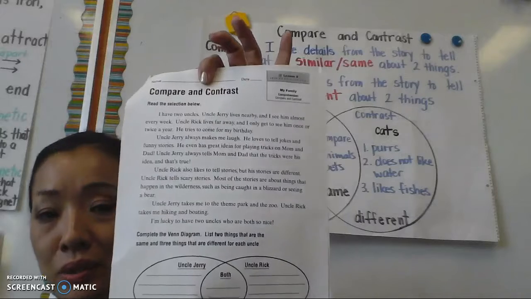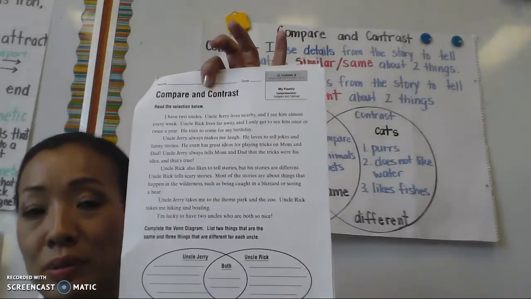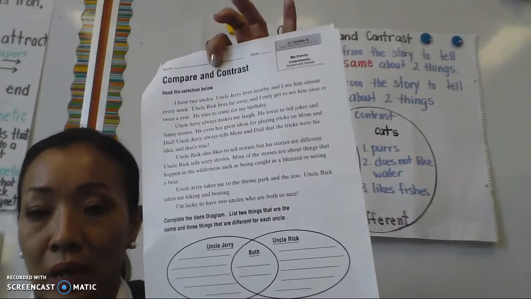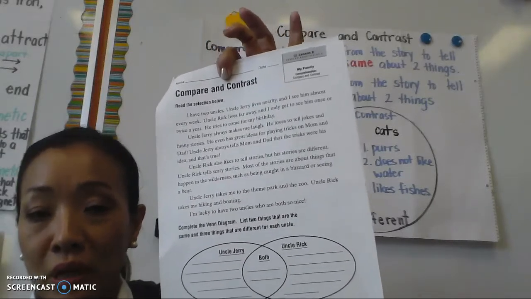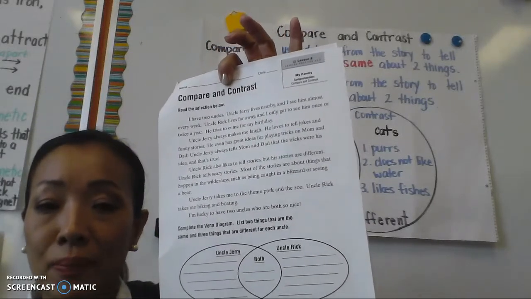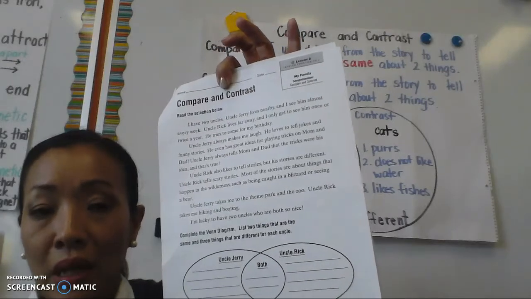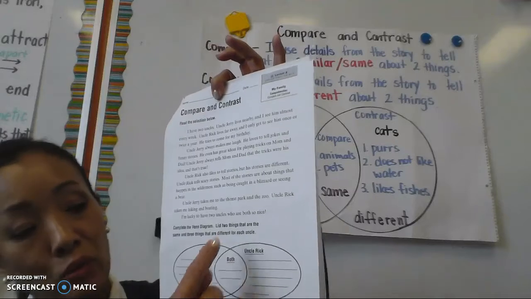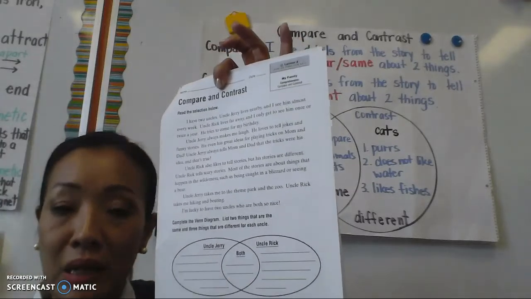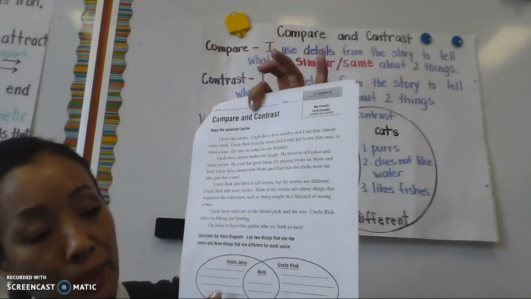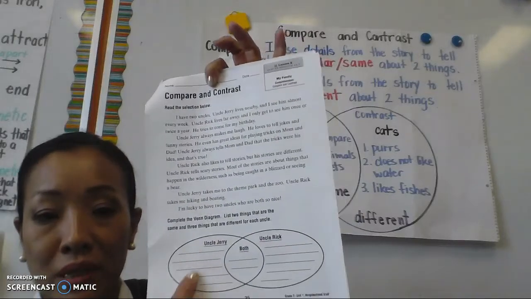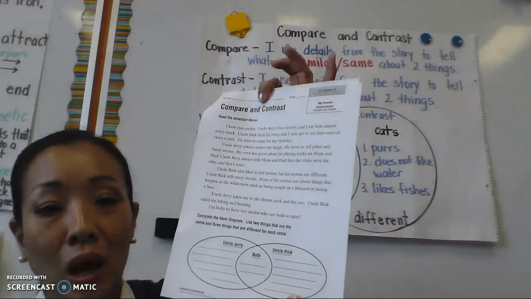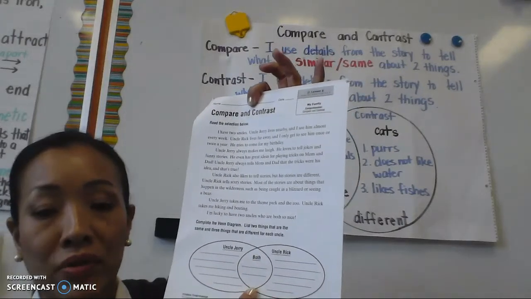The best way to do this is go ahead and read it a couple of times, and underline everything that you read about Uncle Rick. And then take a highlighter or a different color and underline any details about Uncle Jerry. If you find details that are the same, you might want to use another color because that will go in the middle. So after you read it and you identify the details, you put everything about Uncle Jerry on this side, and then everything about Uncle Rick on this side. If they have something in common, you want to put it in the middle of your Venn diagram.